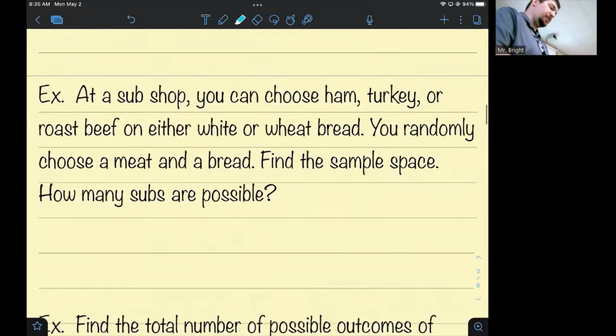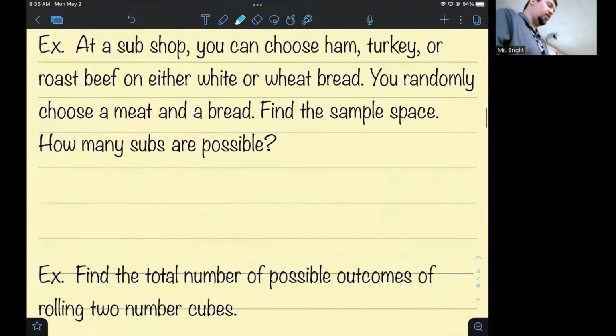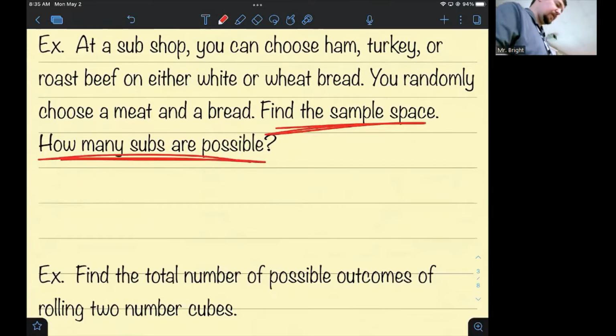At a sub shop, you can choose ham, turkey, or roast beef on either white or wheat bread. You randomly choose a meat and then a bread. Find the sample space. So I have to list all the different ways I can do it, and then how many subs are possible. So it's a 2-part question. If you want, though, we could actually start with the total number.